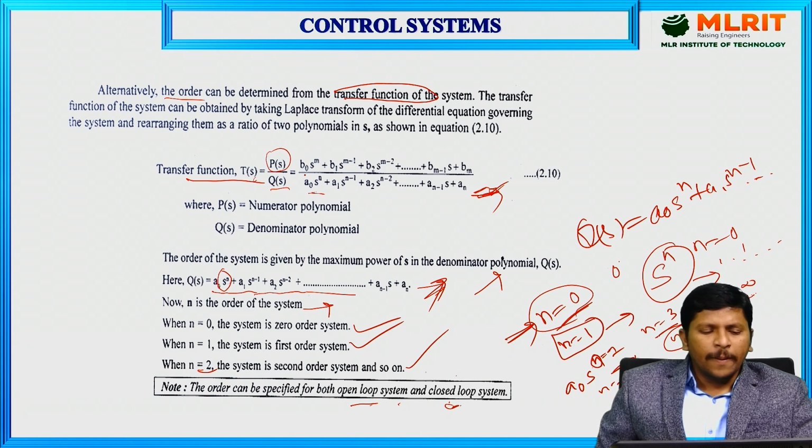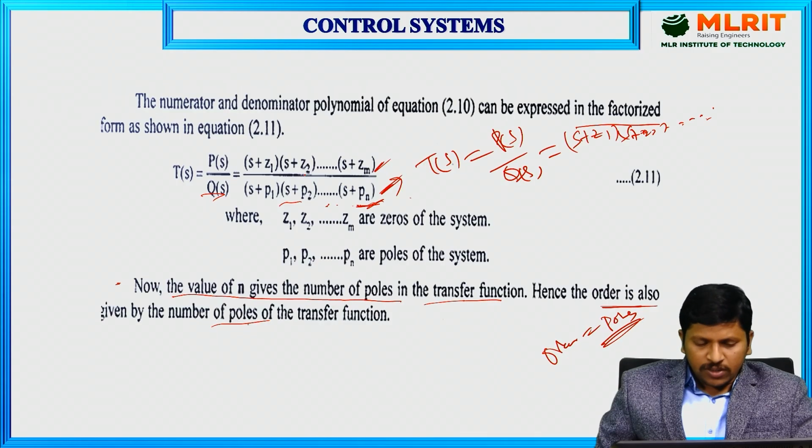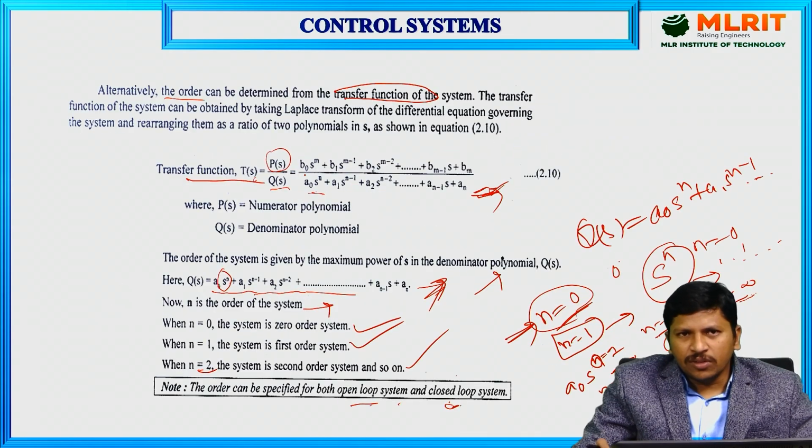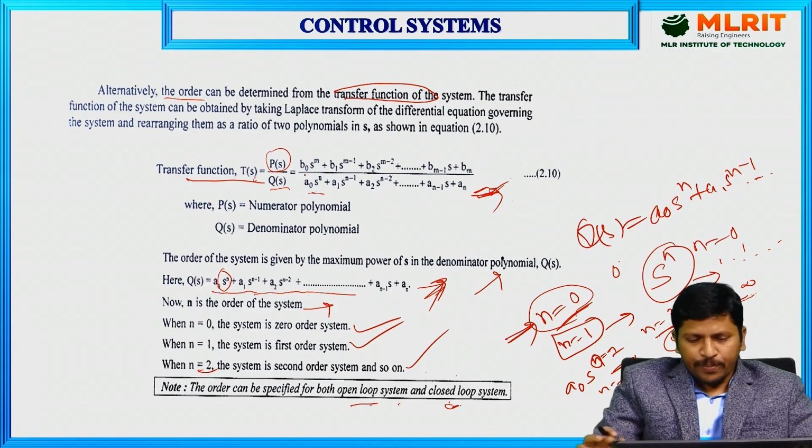This is the order of the control system. This is a very important topic. I think you understood all the points. These are the very important key points for the order of the control system.